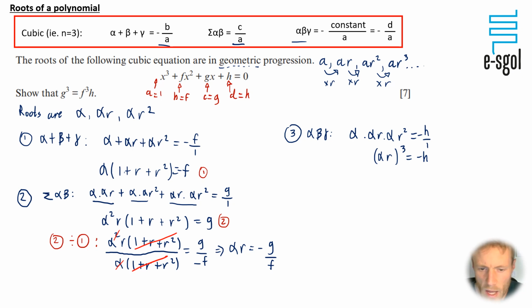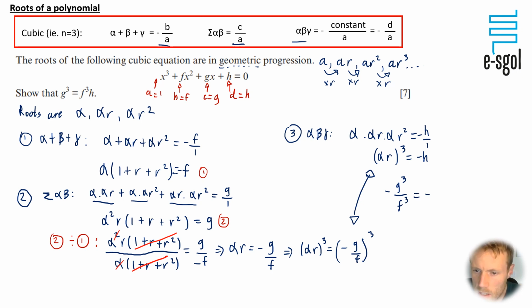I think we're nearly there. What might be helpful is if we take this bit here and if I cube it, so alpha r cubed, that gives us negative g over f cubed. And then I think it's a case of making these two bits equal to each other. So we get negative g cubed over f cubed equals negative h.